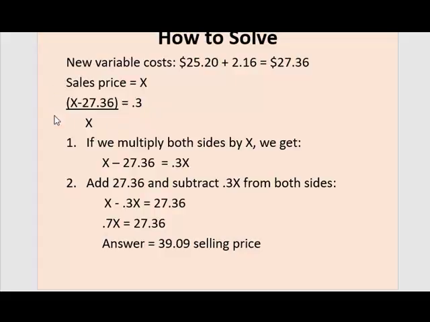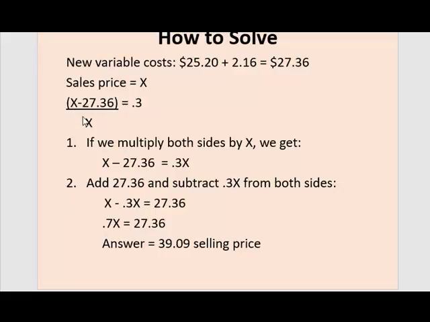So this is just the formula for calculating the CM ratio. Unit CM, which is what we'll get up here, divided by sales price equals CM ratio. And we want that to be equal to 30%, the same CM ratio that we had in part 1 of the problem. So we need to solve for X to figure out what that sales price needs to be.